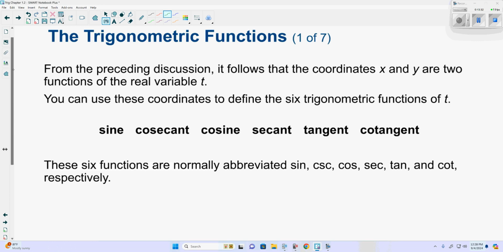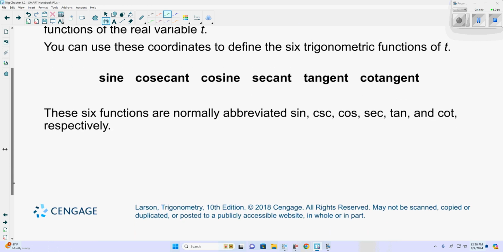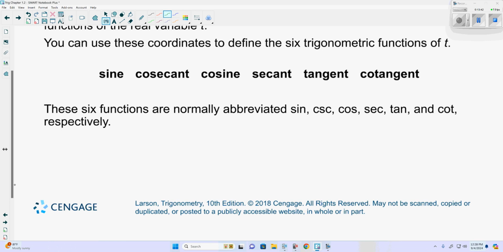From the preceding discussion, it follows that the corresponding x and y are two functions of the real variable t. So you can use this to find all 6 of our trigonometric functions: sine, cosecant, cosine, secant, tangent, and cotangent. Other sheet, we'll get to the unit circle here in a second. The 6 functions are abbreviated SIN, CSC, COS, SEC, TAN, COT.